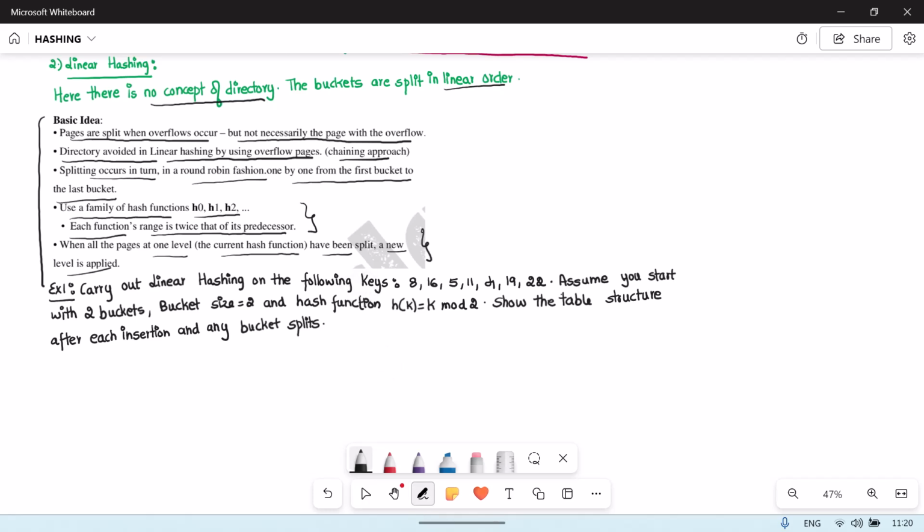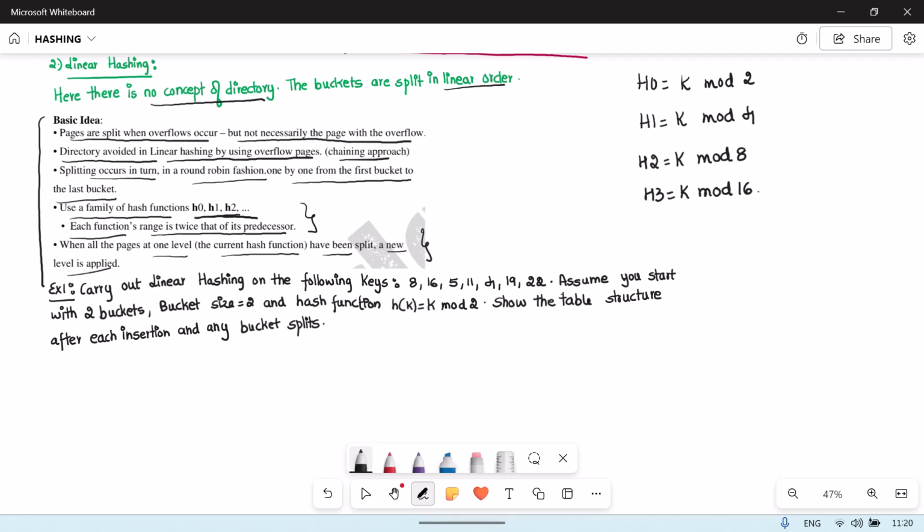See, it says hash functions h0, h1, h2. Initially h0 is whatever key you have, mod 2. Okay, next time when it becomes h1, it is k mod 4. It will become the multiples of 2. 2 becomes 4. So h2 will be k mod 8, like this. h3 will be k mod 16 and so on, like this.